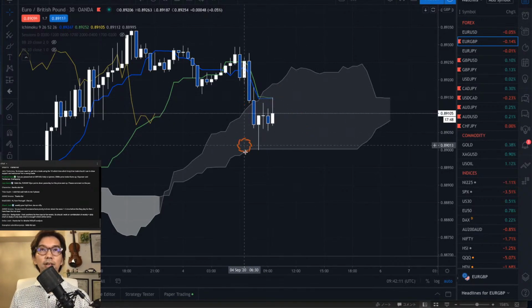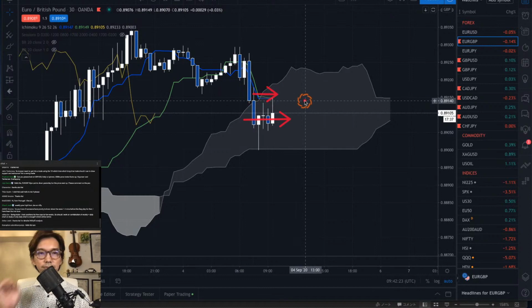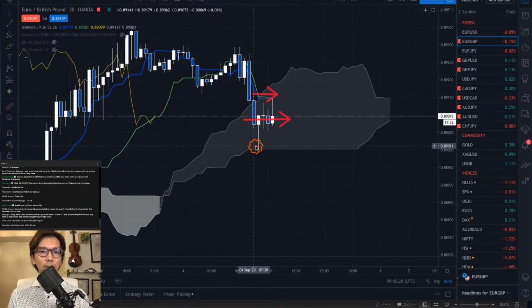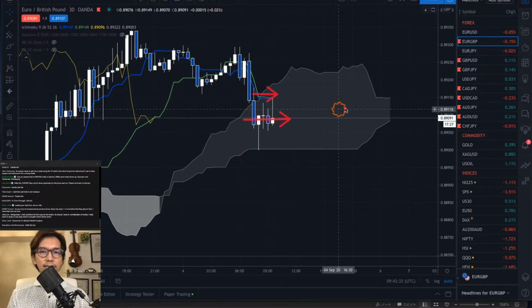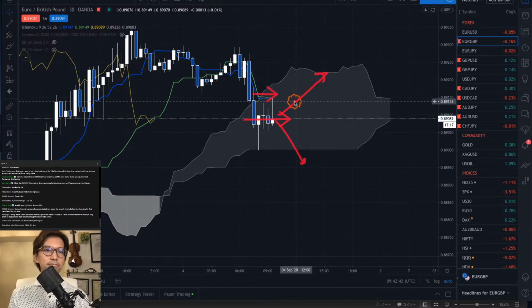The price is not really going up. Price is consolidating, ranging now. Tenkan-sen and Kijun-sen are horizontal too, so there's no direction. It looks like the price was supported by the Kumo, by the Senkou Span B, but now it's still consolidating. It can go down, it can go up, and we don't know which way because it's completely in the Kumo.